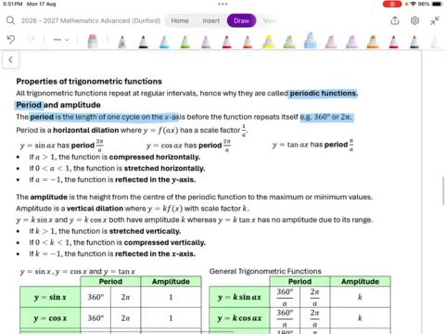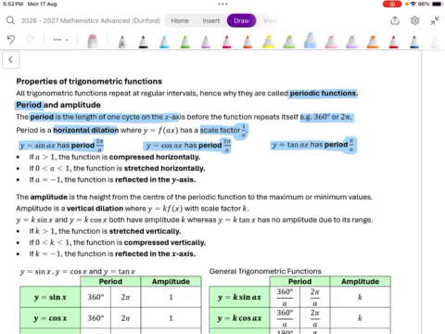at 360 or 2 pi for our cos and our sine functions. Now, period is a horizontal dilation where y equals f of ax has a scale factor of 1 on a. So what this means is that when we have y equals sine ax, it has a period of 2 pi on a. When we have y equals cos ax, it has a period of 2 pi on a. And when we have y equals tan ax, it has a period of pi on a.